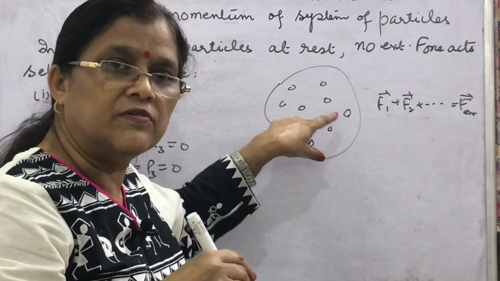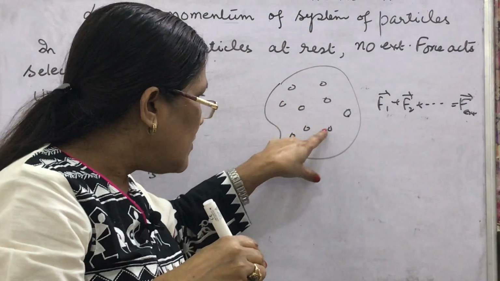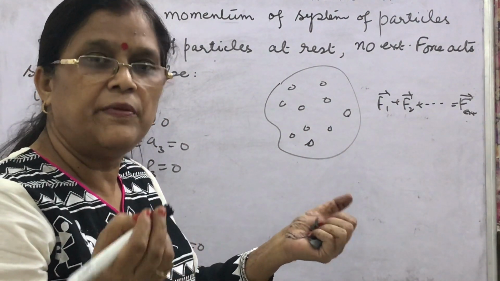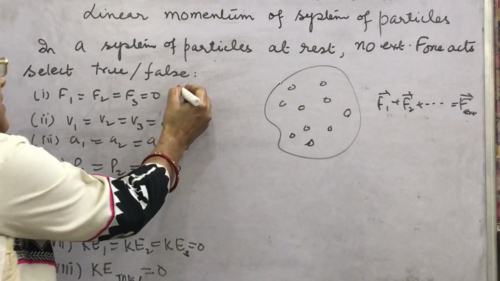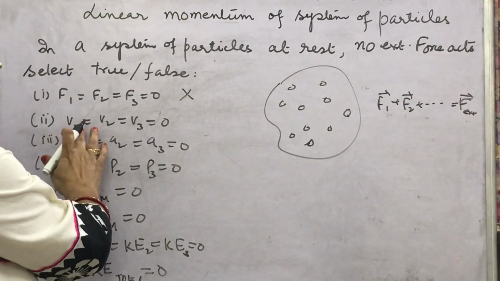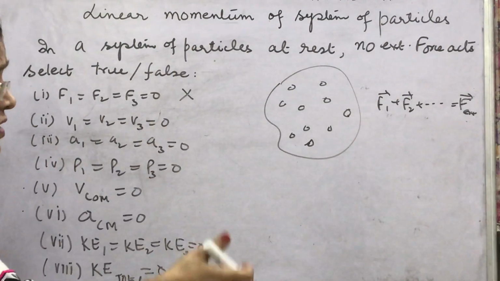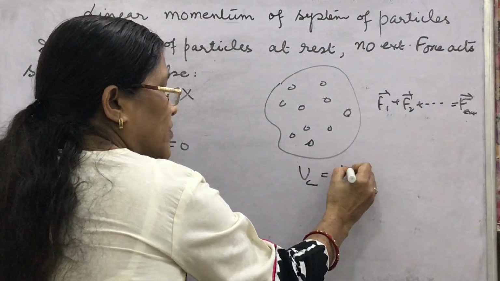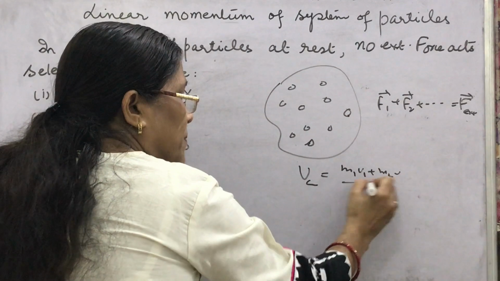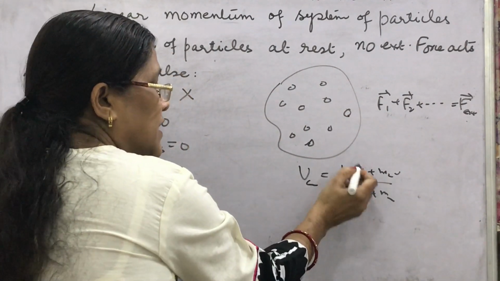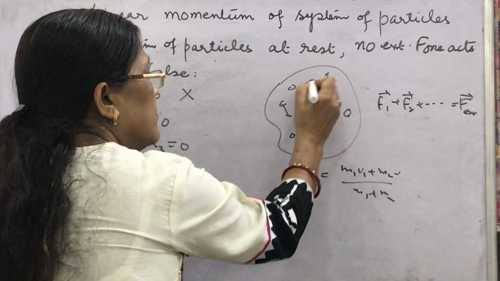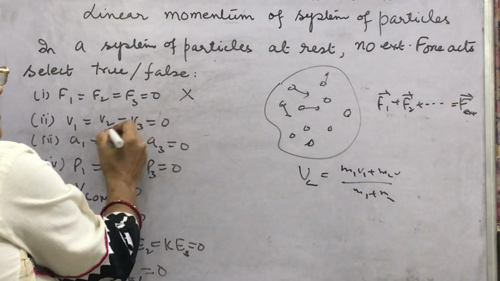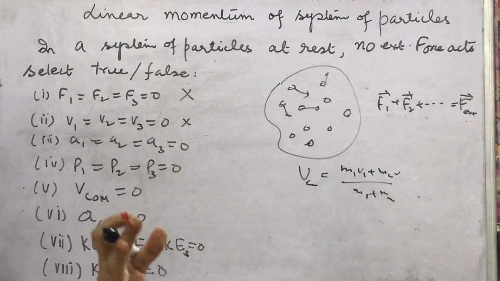Individual particles may have forces. All the forces acting individually on the particles, their resultant will be 0. So this is wrong. Similarly, V1, V2, V3. What we have read here is that V center of mass is M1 V1 plus M2 V2 upon M1 plus M2. Then an individual particle may have velocity in any direction and their vector sum is 0. So V1, V2, V3 being 0 is also not correct.